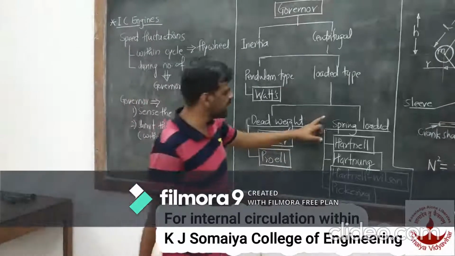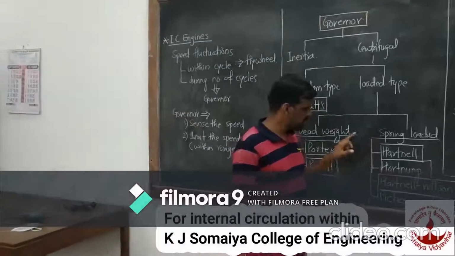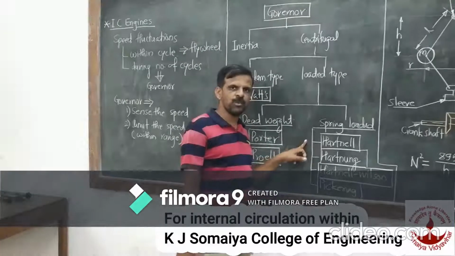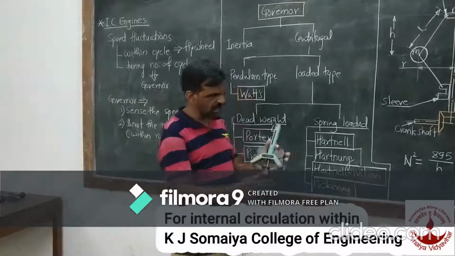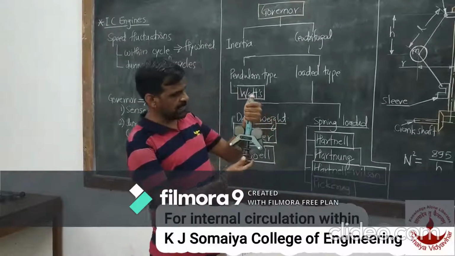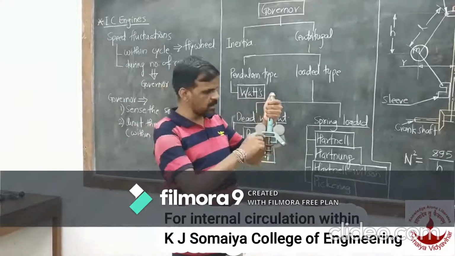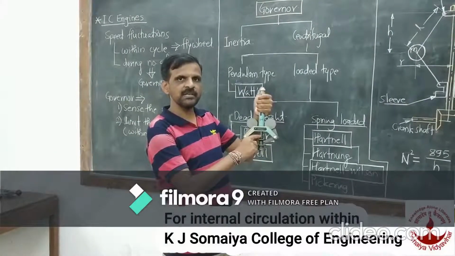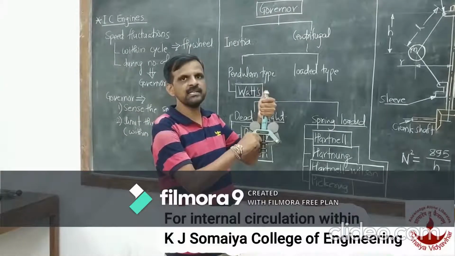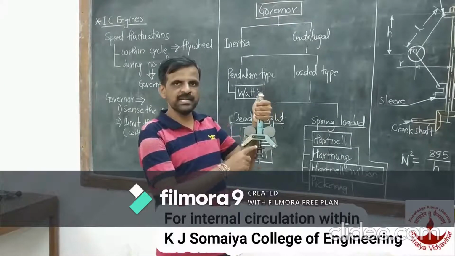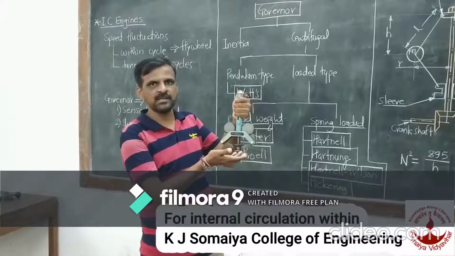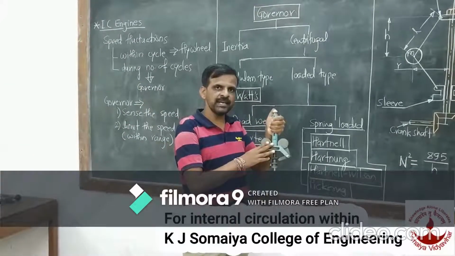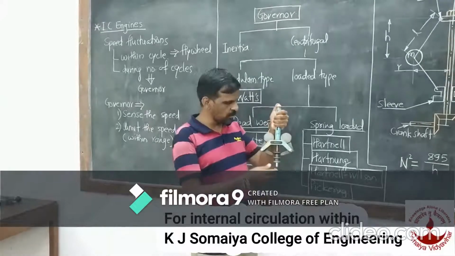Then there is one more category, the spring-loaded type of governor. In the spring-loaded type of governor, the famous or popular governor is the Hartnell type. So here you can see now, instead of deadweight applied onto the sleeve, one spring is utilized, and that spring will control the force which is acting in the downward direction on the sleeve, which will resist the movement of the sleeve in the upward direction. So again the speed range of the governor further increases compared to that of the Porter governor.